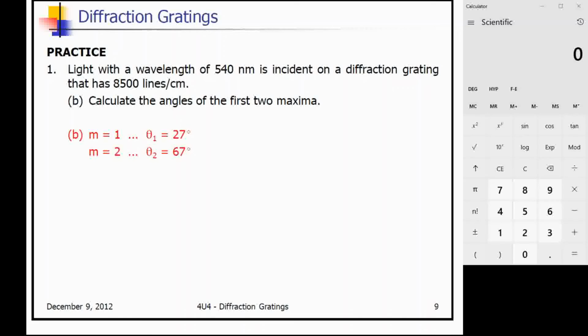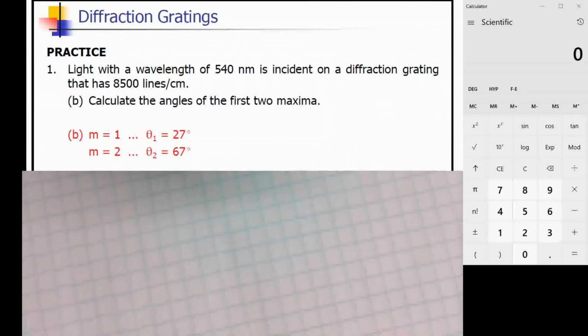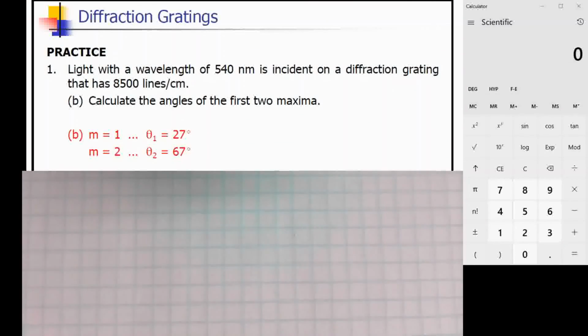Now it says to calculate the angles of the first two maxima. If we're looking at the maxima, that means we're using the constructive interference equation. I'm going to show this on the page here, but I'm going to make it a bit smaller. So to solve this, I'll write down the equation first.